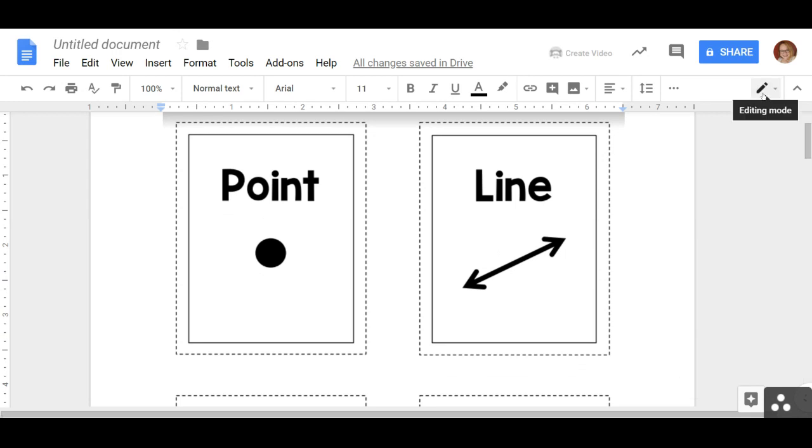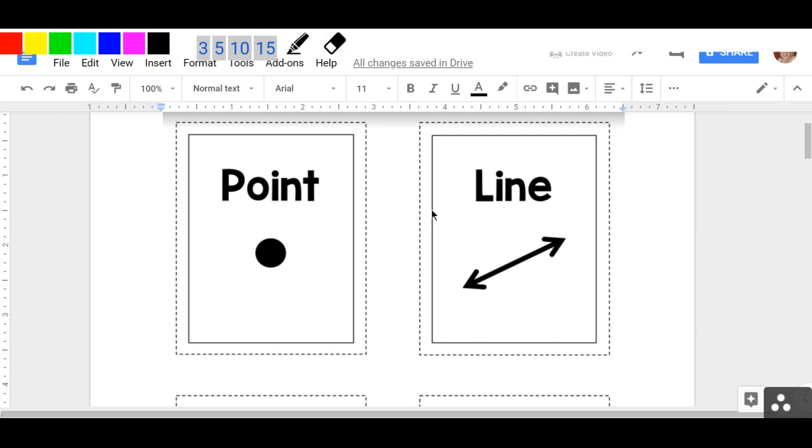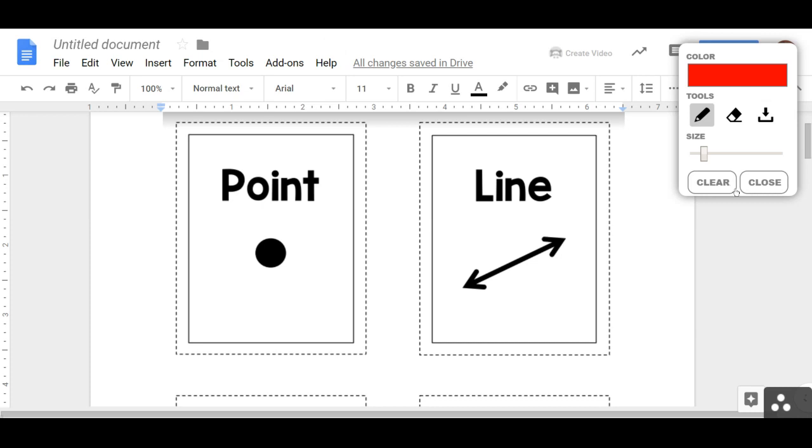Now, I don't have the best mouse, so I'm going to do the best that I can with what I have. So we're going to start with the word point. A point is, oh yeah, I don't like that one. Let's do this one instead. Open, open. There we go.